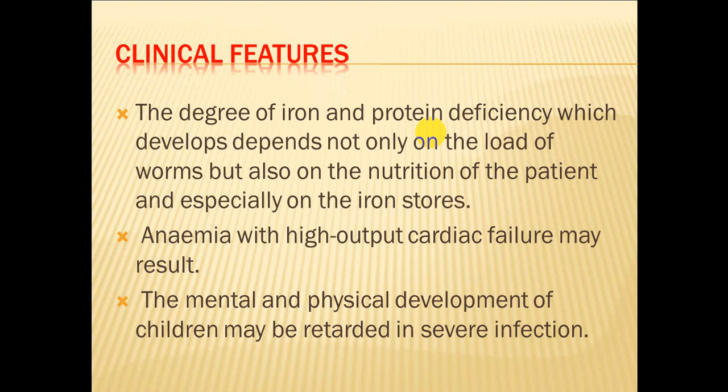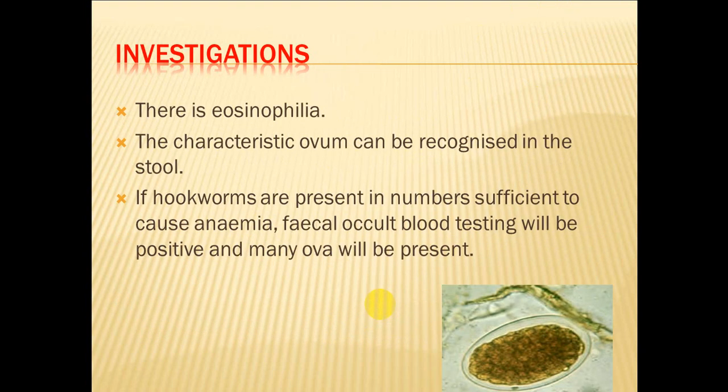protein malnutrition. Anemia with high output cardiac failure may result, because the anemia in those patients is chronic, slowly developing. The mental and physical development in children may be affected. There is eosinophilia, a count of more than 5% in the differential count of the blood. The characteristic ovum can be recognized in the stool.